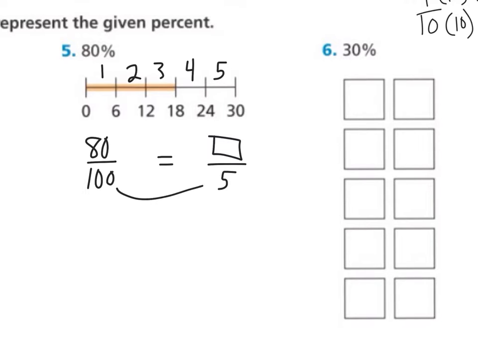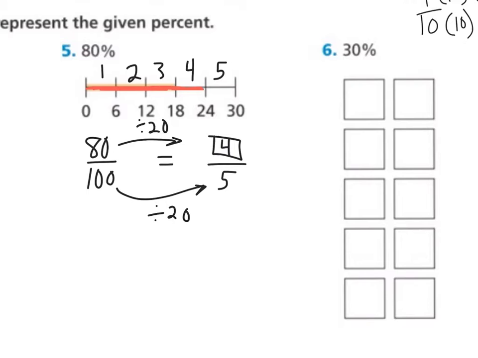One option here, we can look for a pattern. Going from 100 to 5 would actually be dividing by 20. So if you do 80 divided by 20, that would be 4. So that means we should actually shade 4 of our sections. So this actually should be shaded up to the 24.